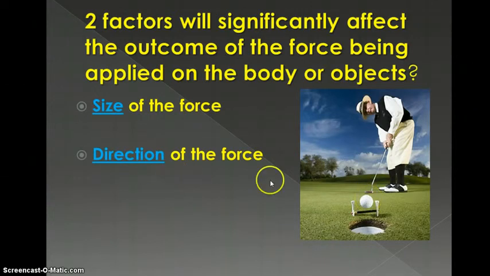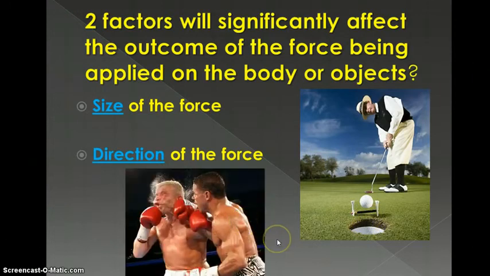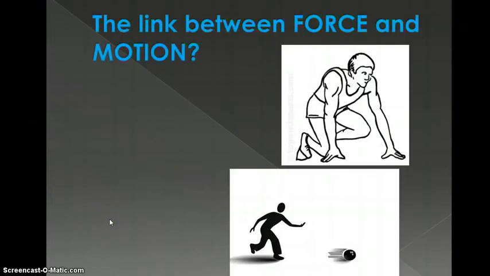And the other one is the direction. So is he hitting it in a straight line? If so, then this ball will probably move in a straight line and hopefully then go into the hole. Let's have a look at another example here. So the size of the force is going to have a significant outcome on this fella's face, but then also the direction of the force. So these things are related.